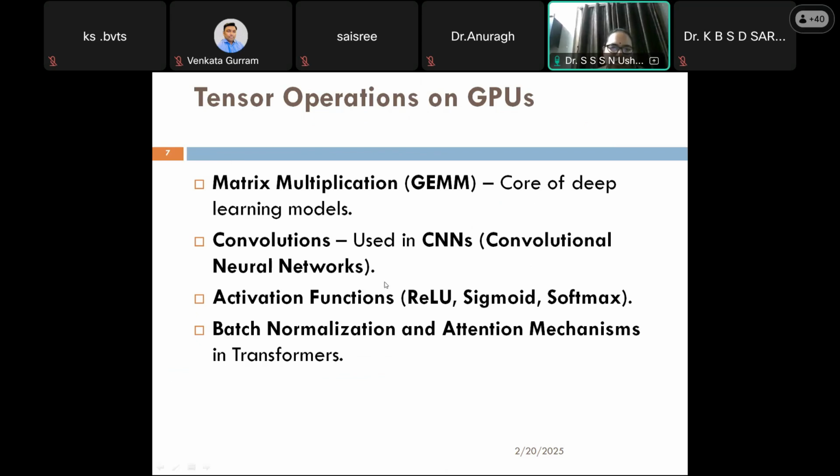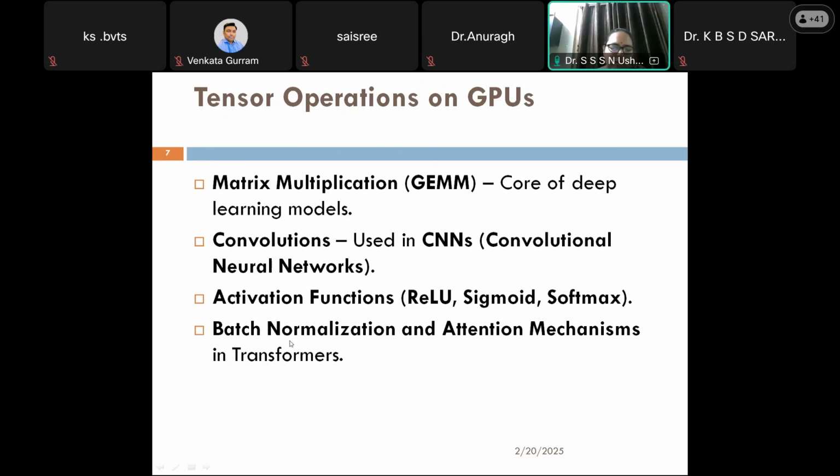Convolutions are used in CNN. For the convolution operation, to get the receptive field and to identify the feature map, we definitely require tensor operations. That can be done by the GPU in a faster way, because GPUs are meant for performing these vector operations. Then there are activation functions like ReLU, sigmoid, softmax, batch normalization, and the attention mechanism in transformers.